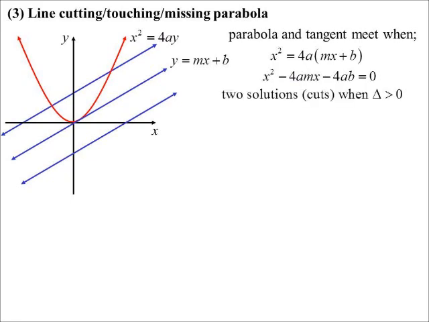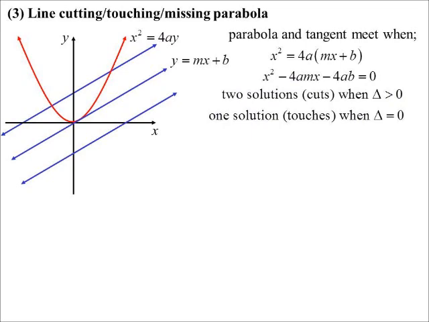So if it cuts it, it must have two solutions. So we know the discriminant is greater than 0. So we don't actually have to solve the equation to find the slope of the line. I can just look at the discriminant. And it will touch or be a tangent when the discriminant equals 0. Now that's quite a common idea.